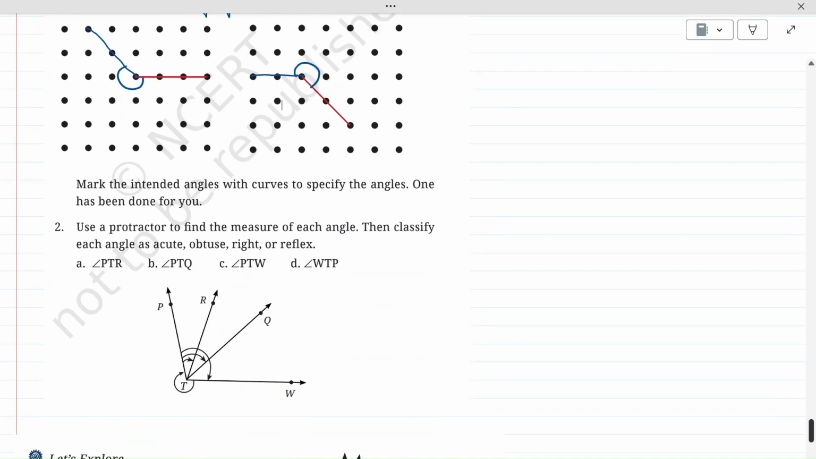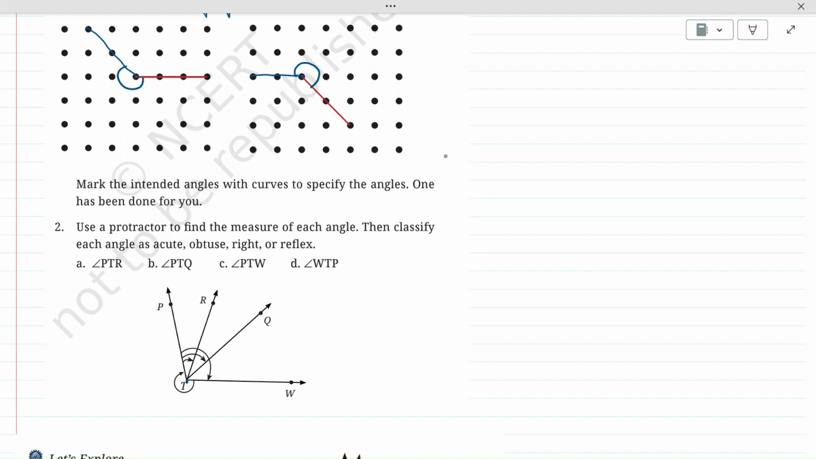And now we will move to the next question. Use a protractor to find the measure of each angle. So we have to find all these angles using a protractor and then classify each angle as acute, obtuse, right or reflex. So let's start. First of all, let us find the bigger angle, that is PTW. We will keep the center of the protractor here and one line of the protractor overlapping the arm TW. And we will see this angle. This arm will come around 105 degrees.